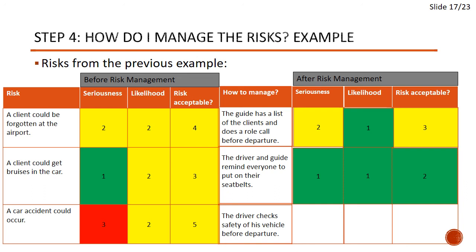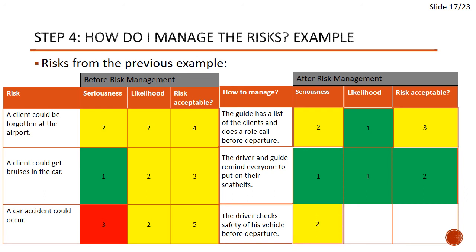Finally, let's turn to the car accident. So we managed the risk by having the driver check the safety of his vehicle before departure, follow local traffic laws, take breaks, etc. If a car accident does occur, it's going to be less serious since the car overall meets safety requirements. For example, fixed seats with seat belts for all clients, airbags, etc. So we give it a new value of 2.